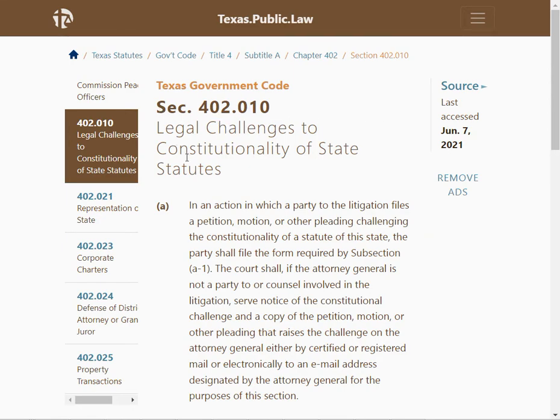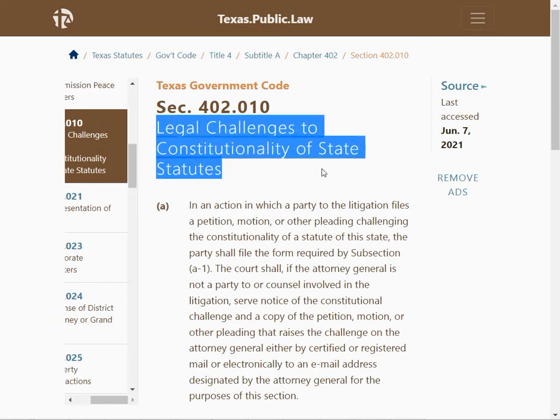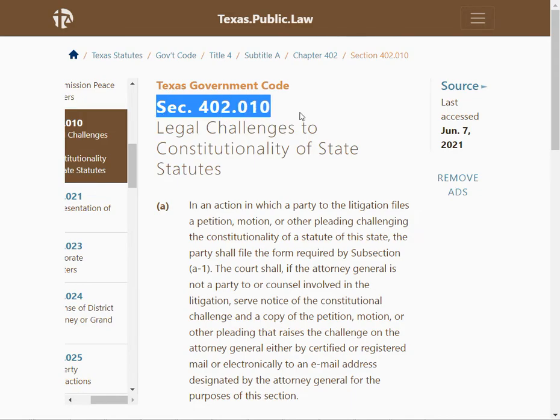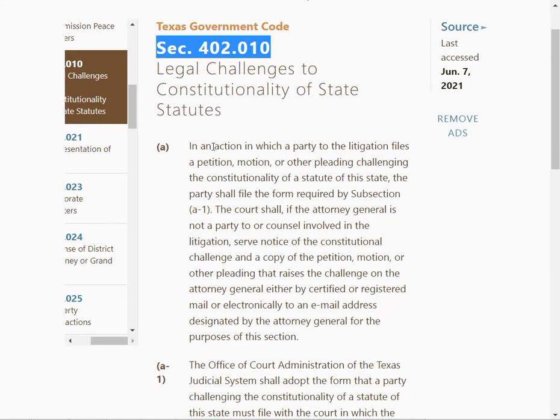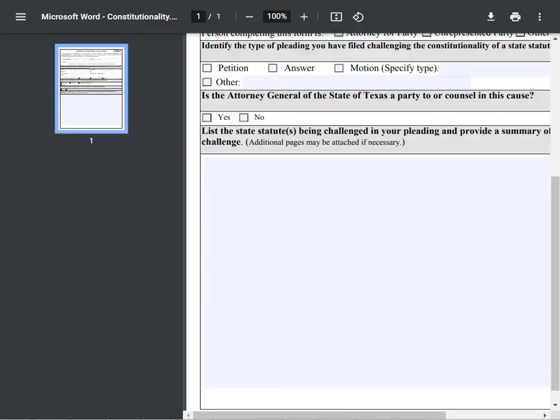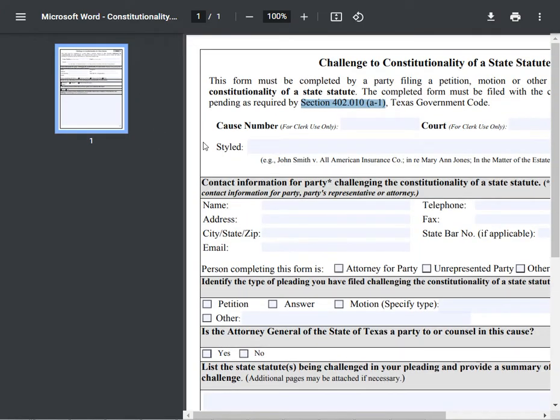It says here legal challenges to constitutionality of state statutes. This is what they call it. This is the code. Let's see what they say. See if they got a little bit more meat to their potatoes. In an action in which a party to the litigation files a petition, motion, or other pleading challenging the constitutionality of a statute of this state, the party shall file the form required by subsection A-1. So they even went as far as to create for y'all an actual form. And this is what the form looks like.